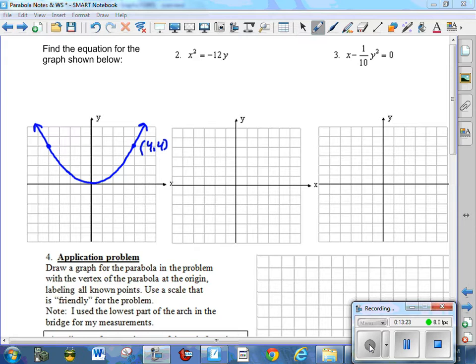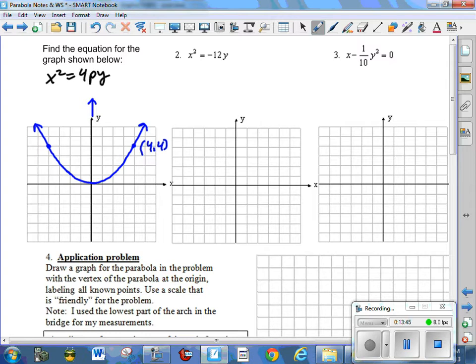Find the equation for the graph below. So the first thing you do is think, is this an x squared equals 4py or a y squared equals 4px? Well, it opens in the y direction, so I must be looking for my missing y, so it has to be x squared equals 4py.